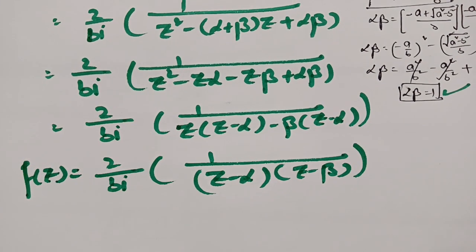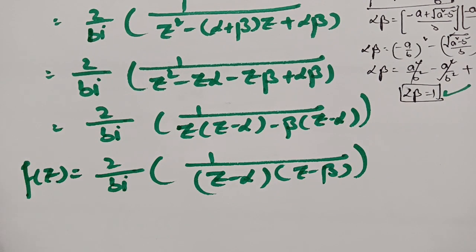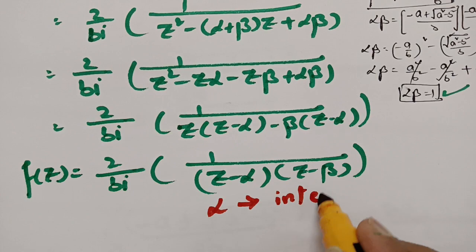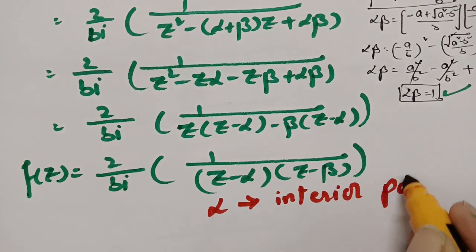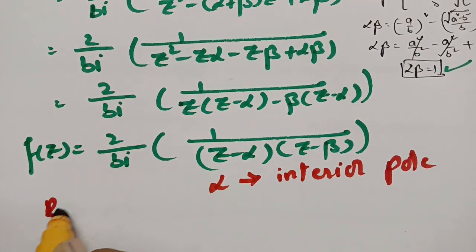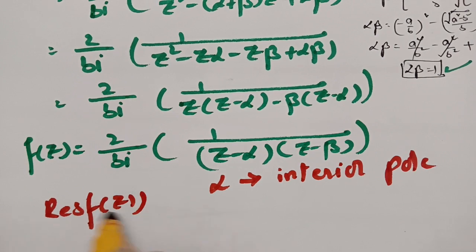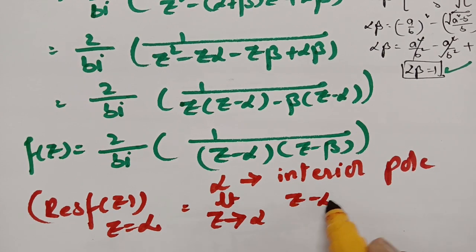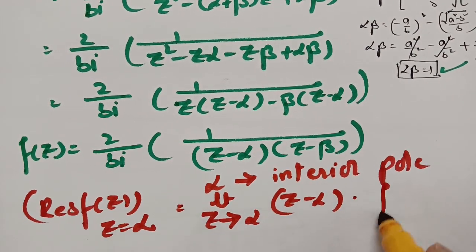So we have to find the residue at the interior pole. What is our interior pole? Alpha is an interior pole, inside the region. So we have to find the residue value of f of z at the point z equal to alpha, which is equal to the limit as z tends to alpha of z minus alpha times f of z.